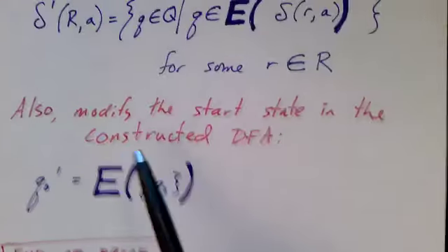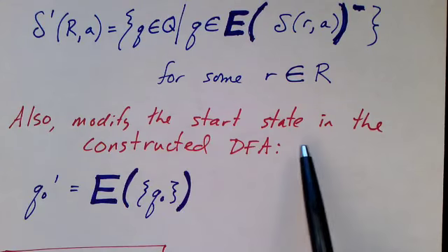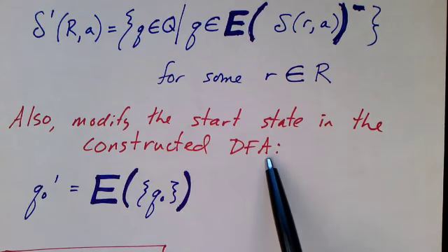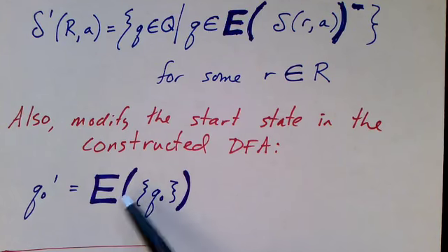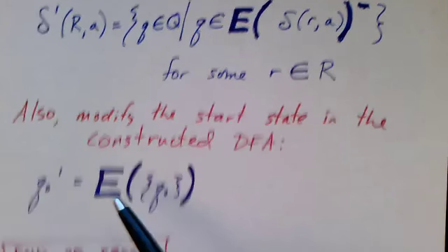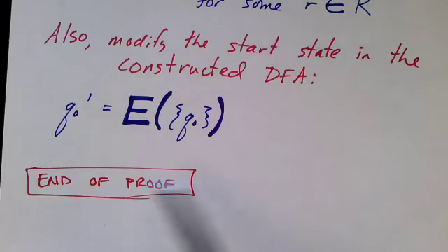We also need to modify the start state in the deterministic finite state machine we're constructing. So we not only start in the initial state, but we need to start in any state we could reach from the initial state. So we need to apply it that first time as well. And that is the end of our proof.